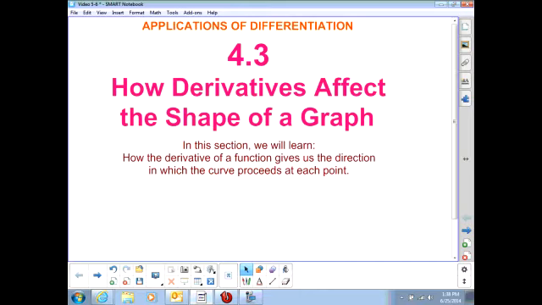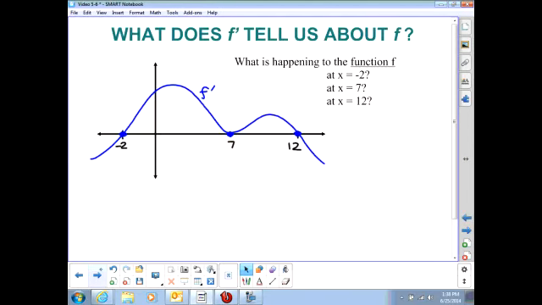Today's video will focus on determining how a derivative can tell us something about the original function f. In other words, how derivatives affect the shape of the original graph. First, let's look at a graph of a derivative. Now keep in mind this is f prime, not f.